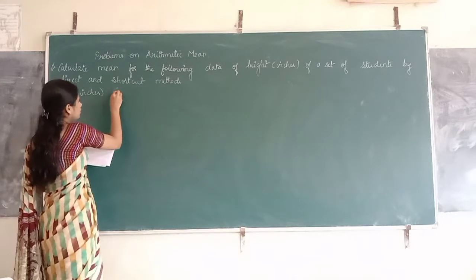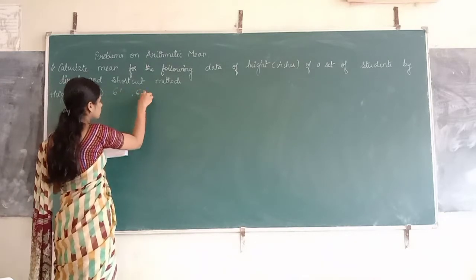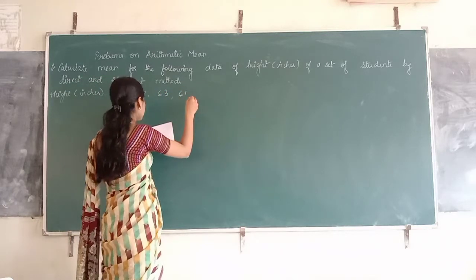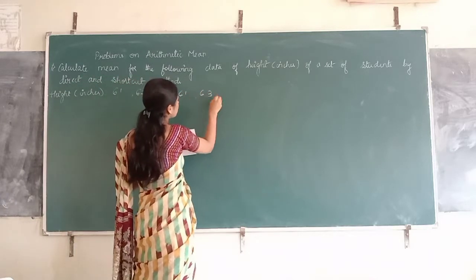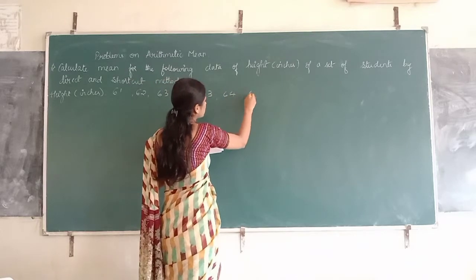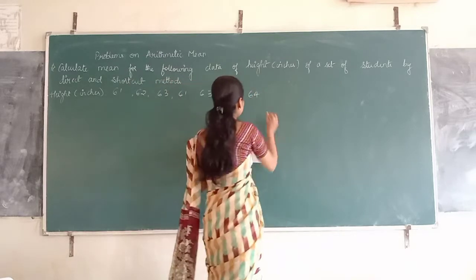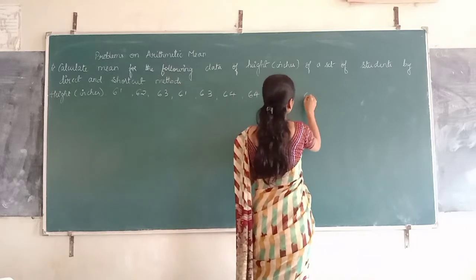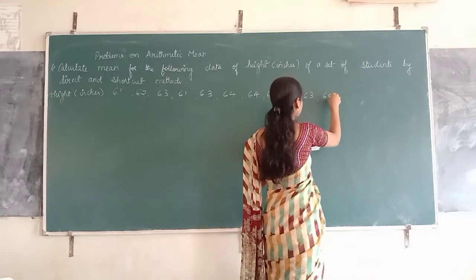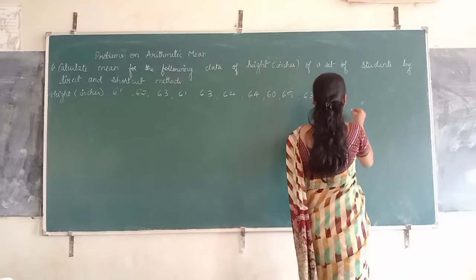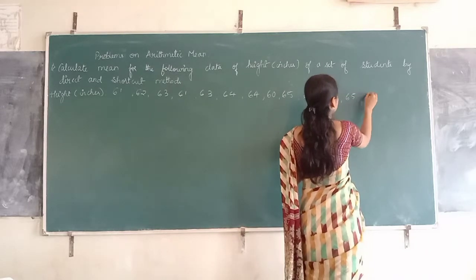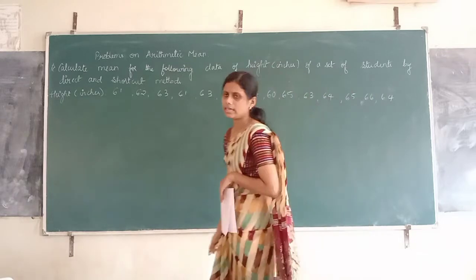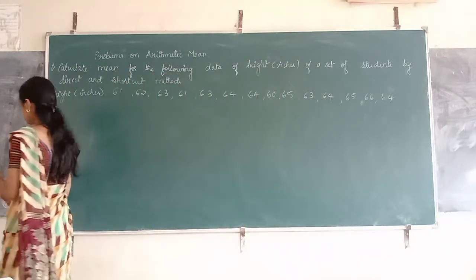The values are 61, 62, 63, 61, 63, 64, 64, 60, 65, 63, 64, 65, 66. These are the values which are provided to you in the question.